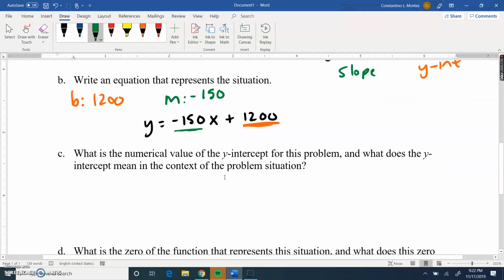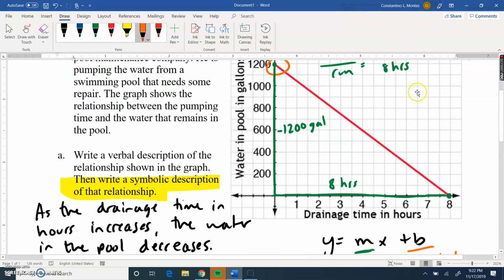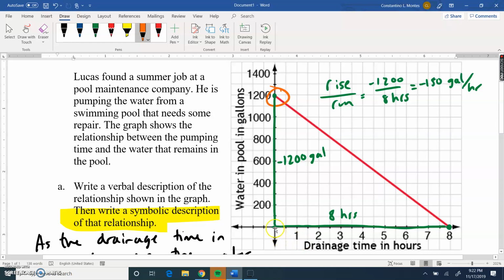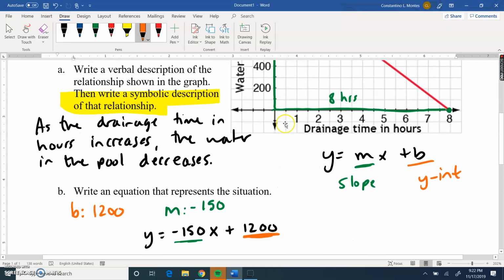Okay, next piece. It says, what is the numerical value of the y-intercept for this problem? Well, easy. We already have it. It's 1,200 gallons. That is the y-intercept. And what does the y-intercept mean in the context of the problem? Well, just based off looking at the graph, 0 hours have gone by for drainage time, and there's 1,200 gallons in the pool.